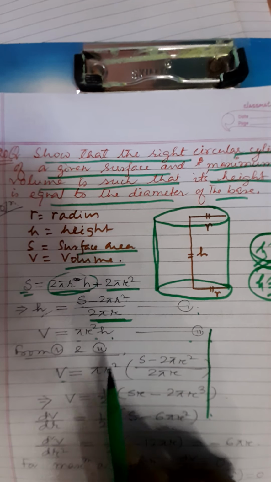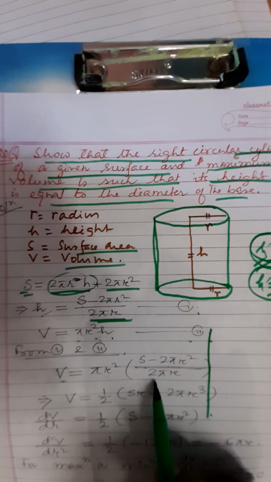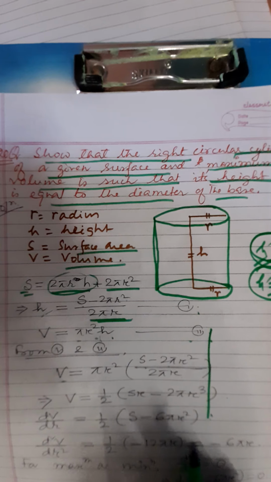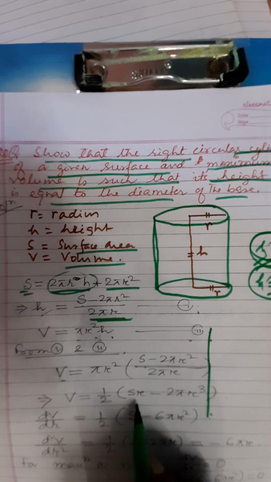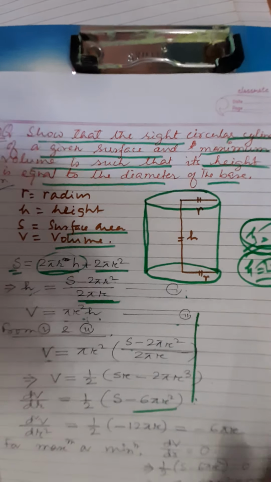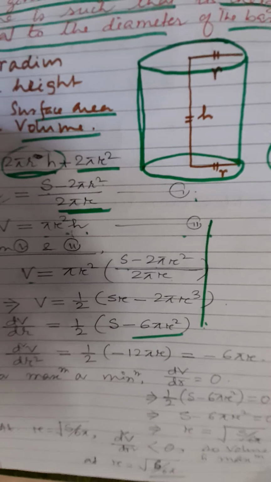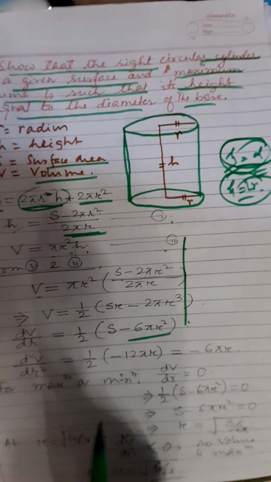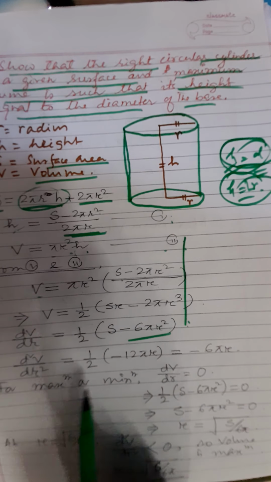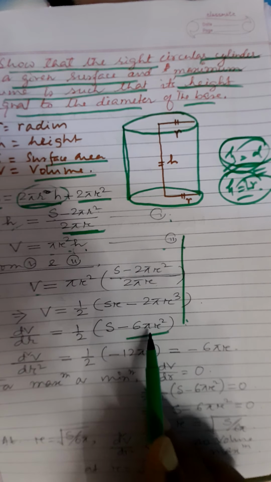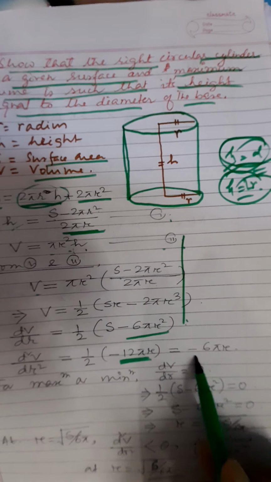V is equal to pi R square times S minus twice pi R square over twice pi R. So V is equal to this, and if we simplify and differentiate dV by dR, we get half of S minus 6 pi R square. Next, what will we get for d square V by dR square? If we differentiate this, half of, S is 0, minus 12 pi R, so minus 6 pi R.